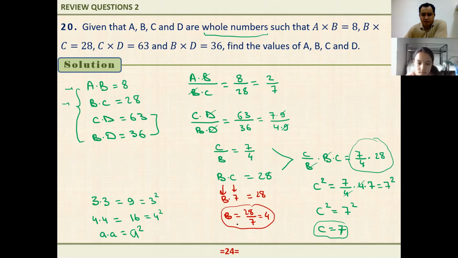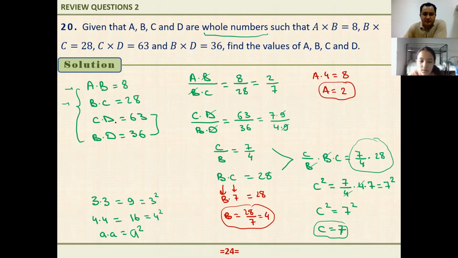Continue. If I know B, now I can find the value of A, right? From the first equation, A times B. What is B? B equals 4. On the right-hand side, we have 8. What is A? 2. Also, we got the value of A.